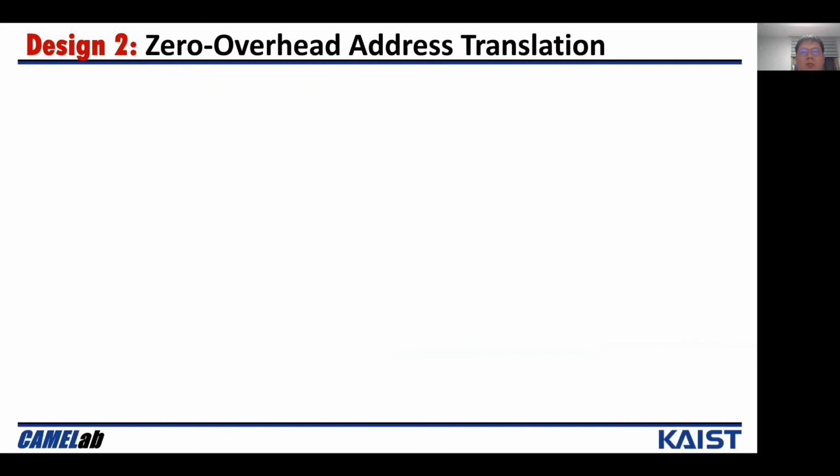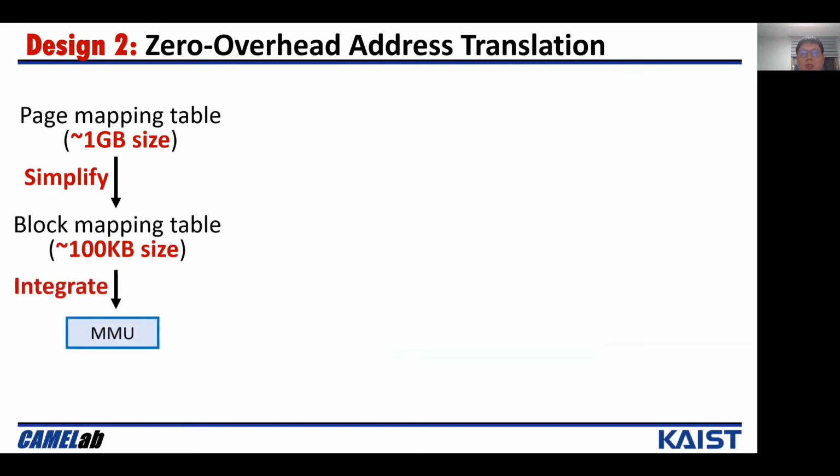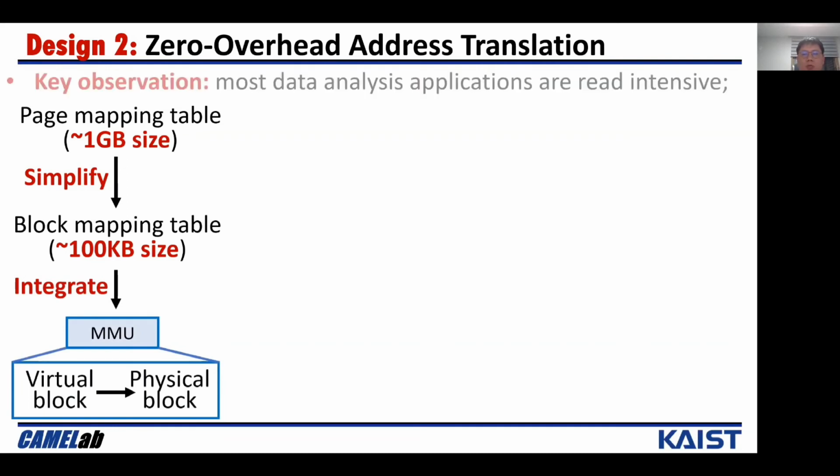The FTL maintains a page mapping table to store the mapping information of each page. So the mapping table can cost a high memory space. For example, a 1 terabyte SSD needs 1 gigabyte of memory space to store the page mapping table. To reduce the memory consumption, we adopt a block mapping table, which only stores the address mapping information of large data blocks. The new mapping table only consumes around 100 kilobytes of memory space, which can be stored in the MMU's internal buffer. The MMU will translate the virtual block number of the incoming memory request to the flash physical block number.